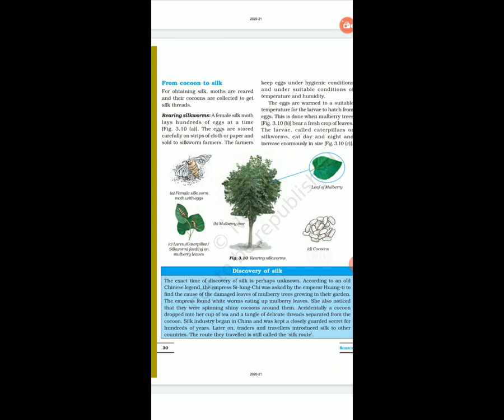They are kept on mulberry tree leaves, right? And you can see in picture C, that is the larva, it is feeding on mulberry leaves. This is done while the mulberry tree bears a fresh crop of leaves. The larvae, which are called caterpillars or silkworms, eat day and night and increase enormously in size. दिन रात खाते रहते हैं leaves को and they increase in size very fast.